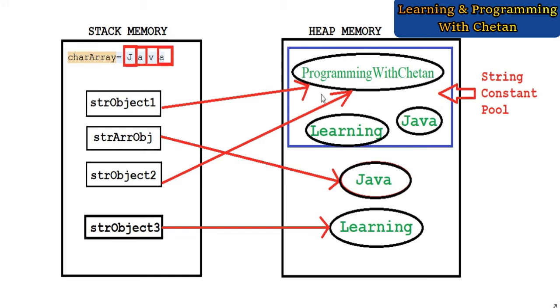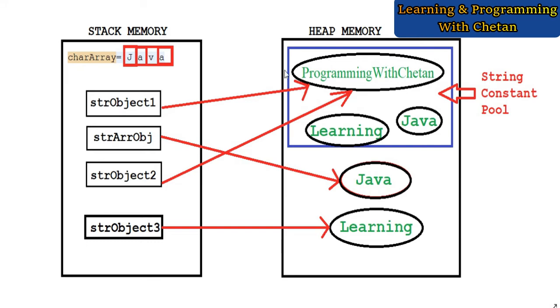Whenever we create an object by using string literals, then the object is created inside a special memory, and that memory is known as the string constant pool. The string constant pool is a special memory inside heap memory that makes Java memory efficient. So whenever we create an object by using string literals, it will first check whether an object with the same value is present inside our string constant pool or not.